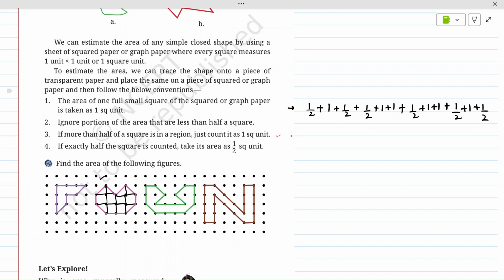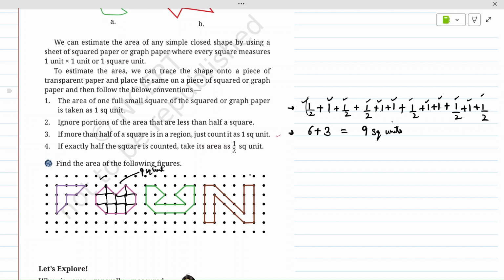So adding this is going to give me the area. Let us first add the ones. 1, 2, 3, 4, 5, 6. So these are complete ones. Now the halves. This half plus this half will make 1, right? This half plus this half will make one more one. So it is 2, and this one more, so this is 3. 6 plus 3 is equal to 9 square units. This particular figure is 9 square units.